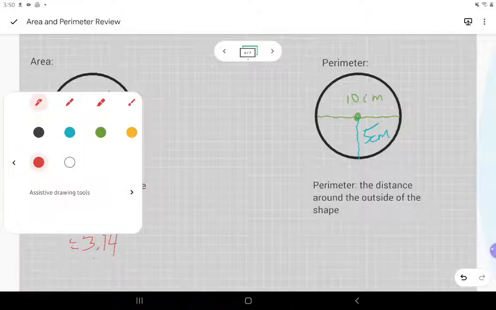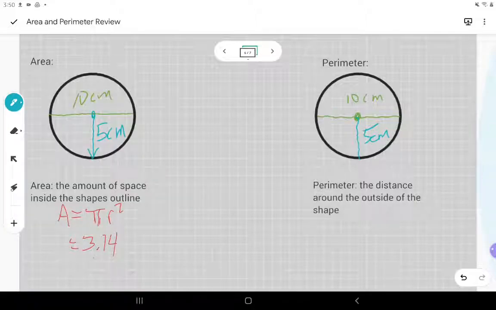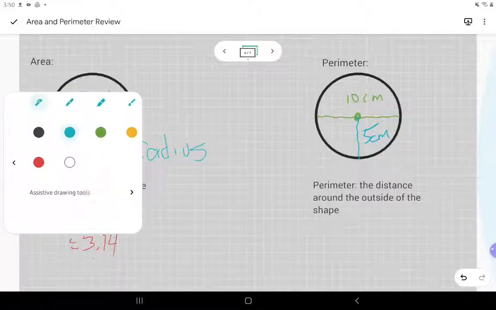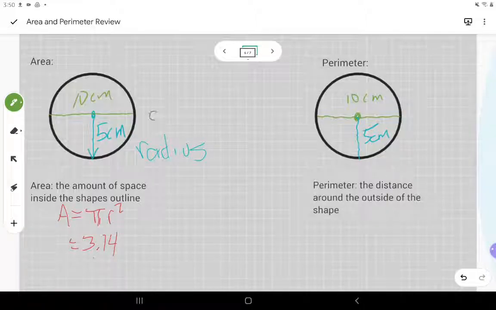Now, we are given, in this case, two different dimensions. The one in blue is what we call the radius, and the radius always goes from the middle of the circle to the outside of the circle. The other dimension I'm given there, that 10 in green, is what we call the diameter. The diameter is the distance across the circle from one side to the other, and it also cuts through the middle of the circle.